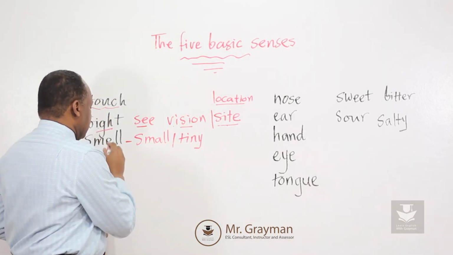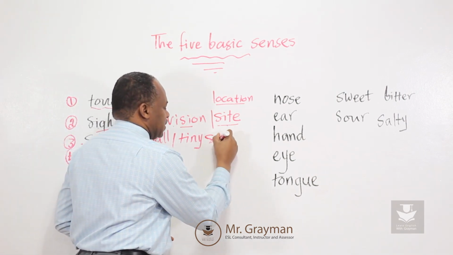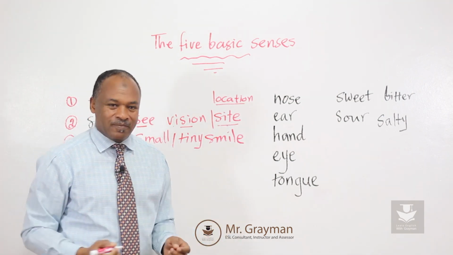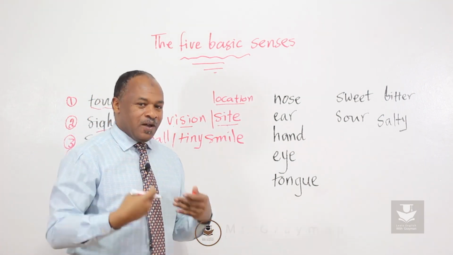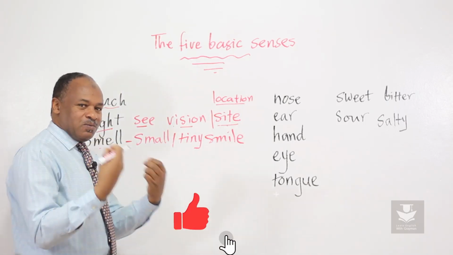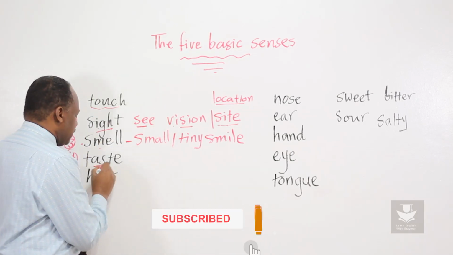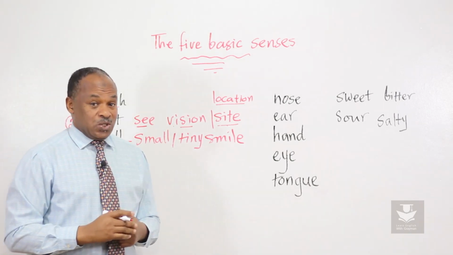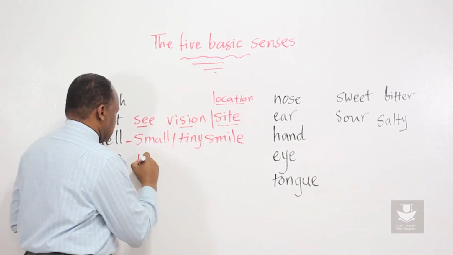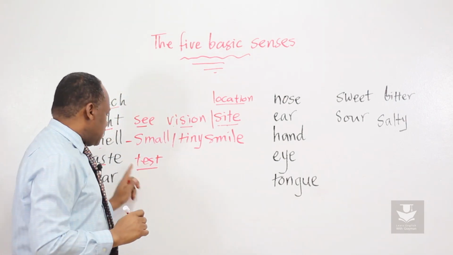Another word similar to smell and small is smile. Smile, okay? It's not fake smile. Make it real, okay? Don't fake the smiles. Make it real so it would have sense. It would have meaning. Then we have the word taste. Make sure it is taste, not test. This is test, and this taste.